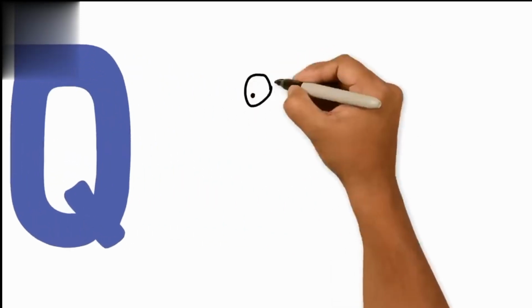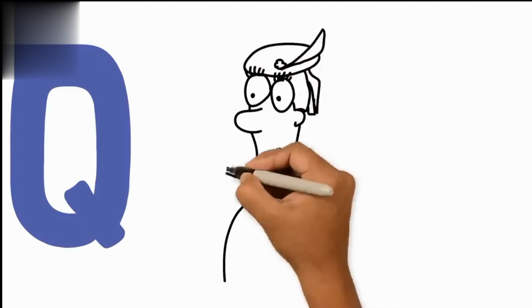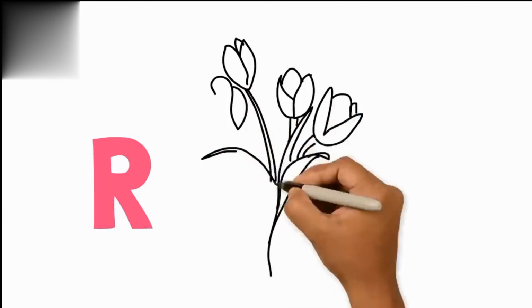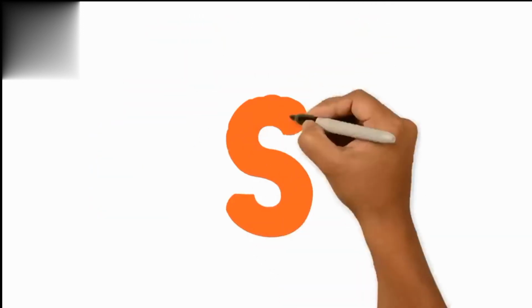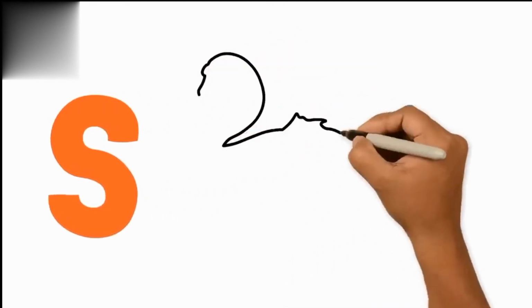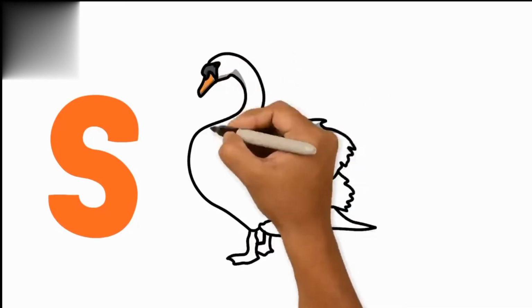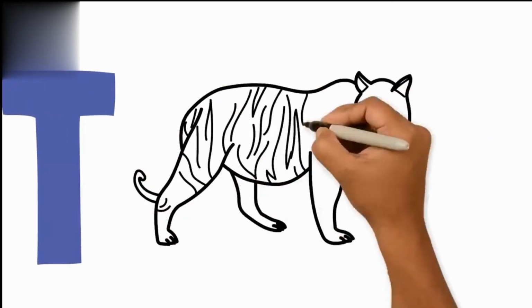Q. Q for queen. R. R for rose. S. S for swan. T. T for tiger.